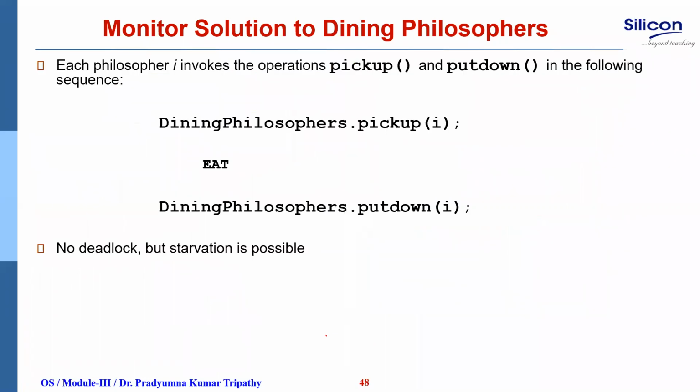Correct? Similarly, look over here, this is before eating. What you have done is dining philosopher pickup of I, and releasing will have dining philosopher dot putdown. Dining philosopher is the monitor name. I just have to write this the same. So this ensures that deadlock will not occur because we are using a monitor over here. Starvation may occur because every time a particular process may get a chance.